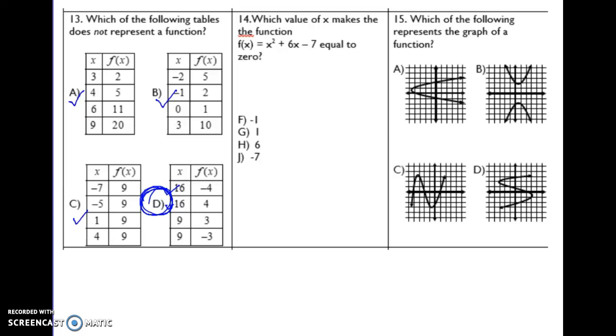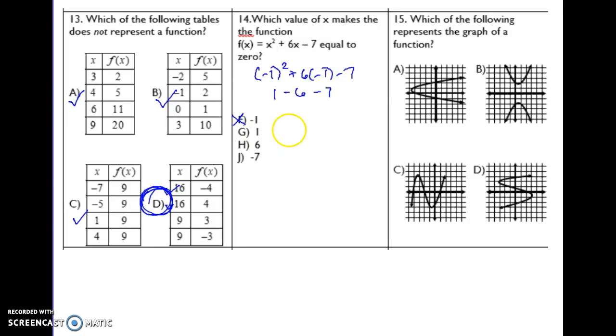All right, which value of x makes the function x squared plus 6x minus 7 equal to 0? Now this one is a little tricky because there's actually two answers. This is a parabola, and it's actually going to cross the x-axis at two different points. But what we're going to do is just plug in each one of these values. So if I started with the first one, I'd have -1 squared plus 6 times -1 minus 7. I would get 1 minus 6 minus 7. Does that equal 0? No. So it's not going to be the first one.